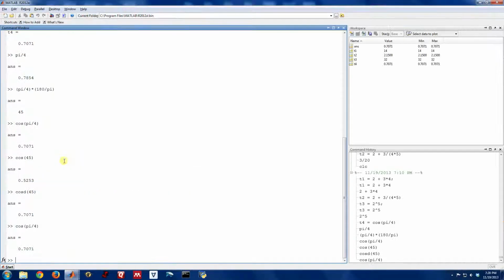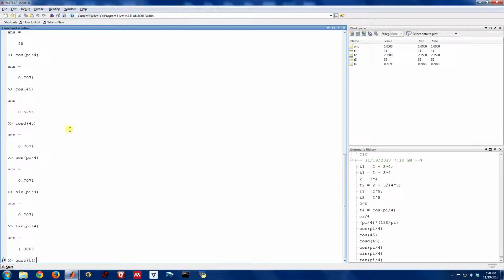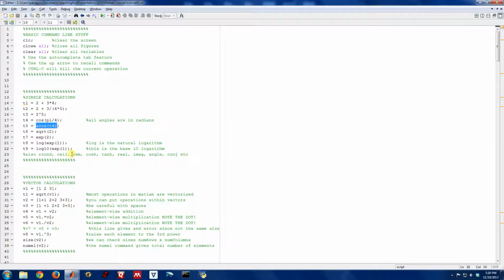Not only do we have cosine and sine and tangent and all the ones you think that we would have, there's also all the inverse trigonometric functions as well. So a cosine gives us the inverse cosine. If you remember, T4 was 0.7071, which was what we got by evaluating the cosine function at 0.7854. So the a cosine gets us back to 0.7854, so that's the inverse cosine function.